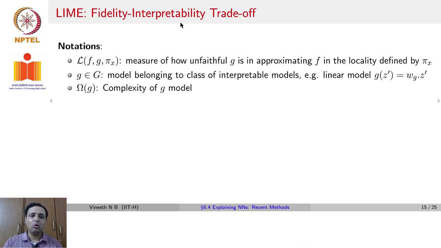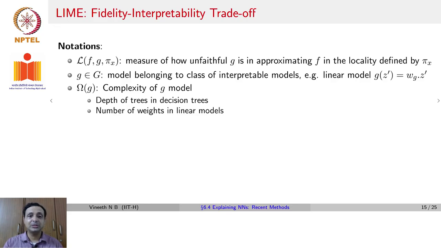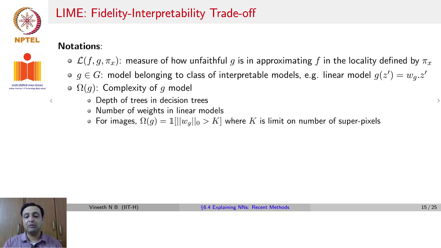And we define omega of G to be the complexity of the G model. What do we mean by complexity? If we are using G to be a decision tree, it could be the depth of the tree. If we are using a linear model, it would be the number of non-zero weights. If we are using it for image-based analysis, we may simply say that the number of superpixels should not be greater than a certain amount. What is a superpixel? A superpixel is just a region of an image. We wouldn't want more than 3 to 4 regions to be non-zero in that model when you make your decision.